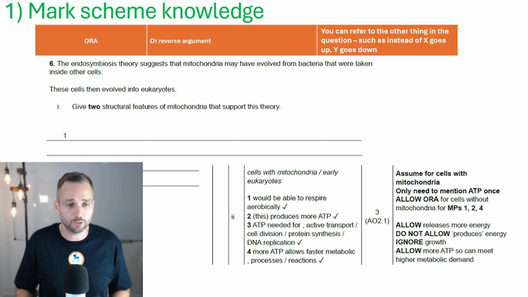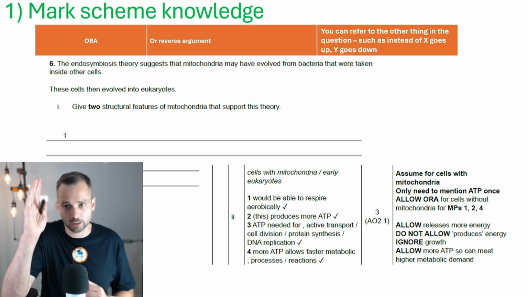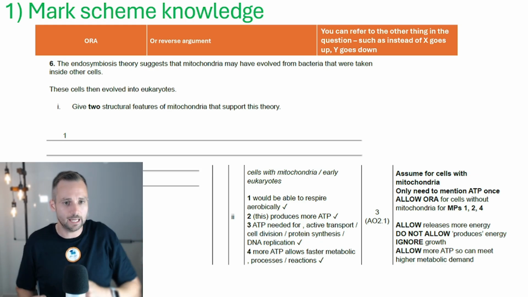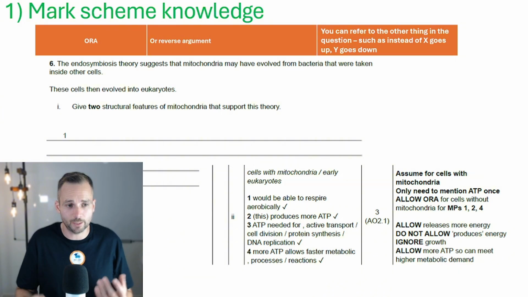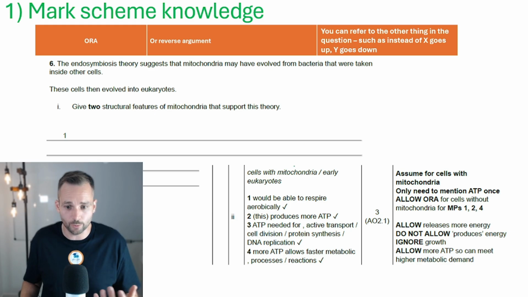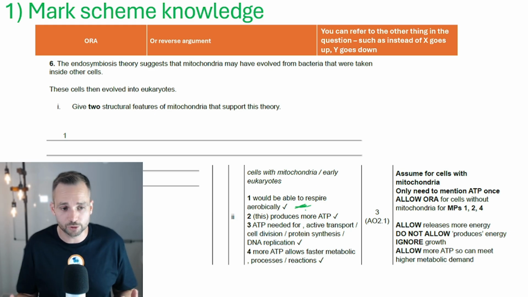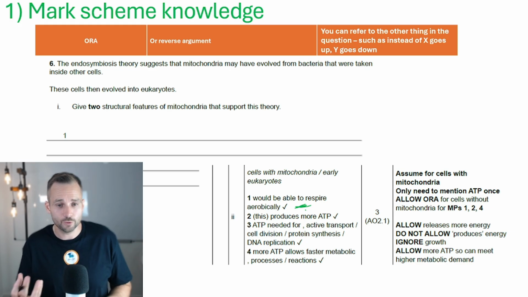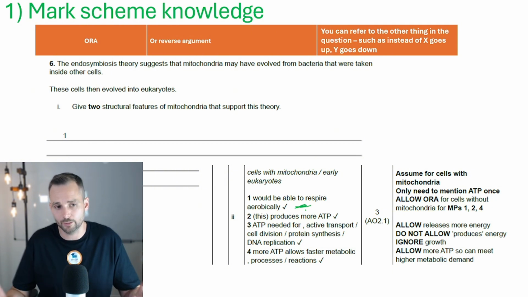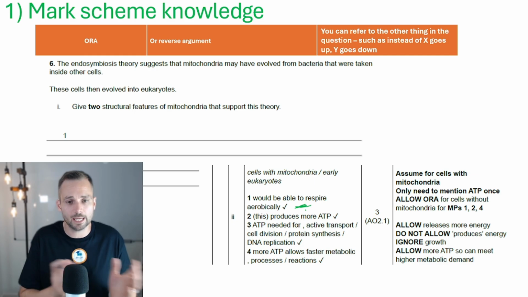Now, or reverse argument essentially means if you say one thing goes up but the other one goes down, you could say it the other way around. You could say one thing goes down but the other thing goes up. So for instance, in this question, we're saying that endosymbiosis theory suggests that mitochondria may have evolved from bacteria that were taken inside of other cells. So for instance, here you could say only eukaryotic cells that have the mitochondria would respire aerobically, or you could say it the other way around. You could say the cells that don't have the mitochondria could not respire aerobically and then would have less of a survival advantage. So you can say it either way round.